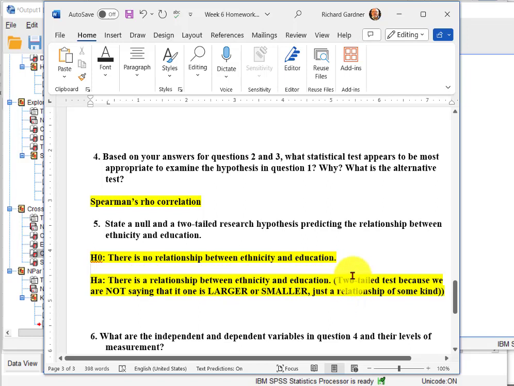This is a two-tailed test because we're not saying that one is bigger than the other. We're not saying that the correlation is greater than 0 or less than 0. You're not using those words, larger, smaller, greater than, less than. That makes it a two-tailed test. All right, moving on up.